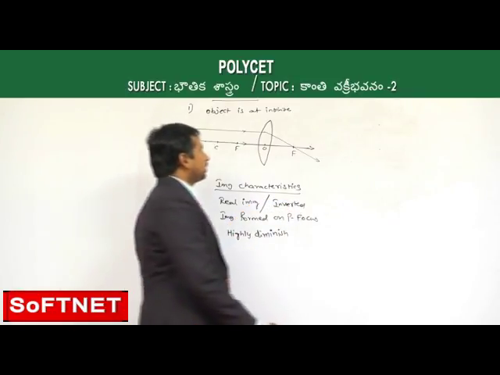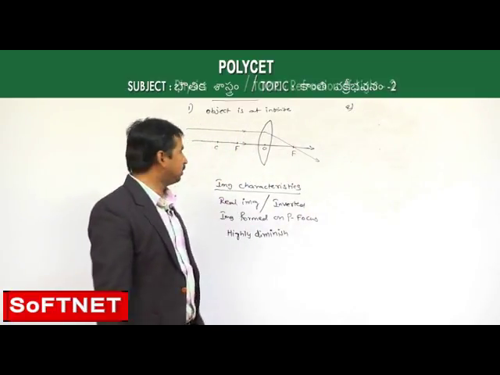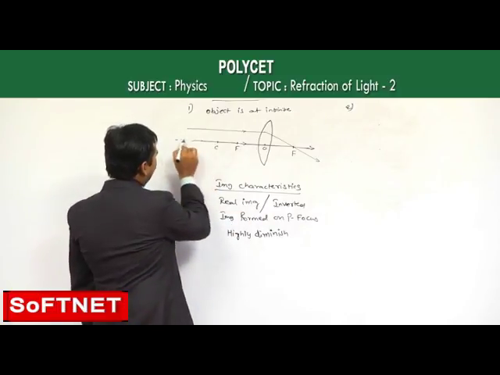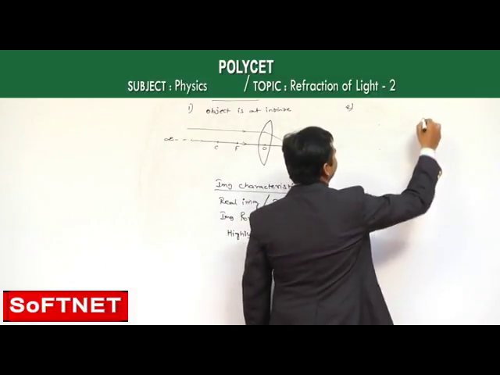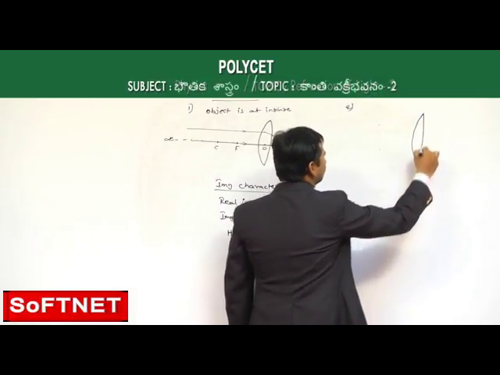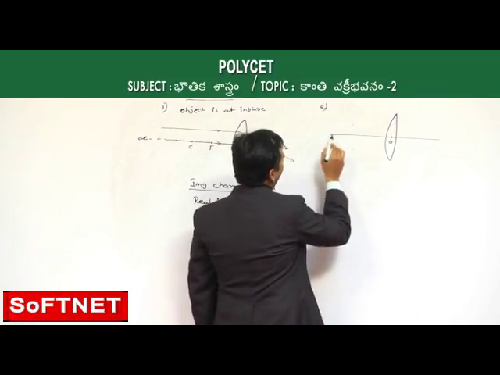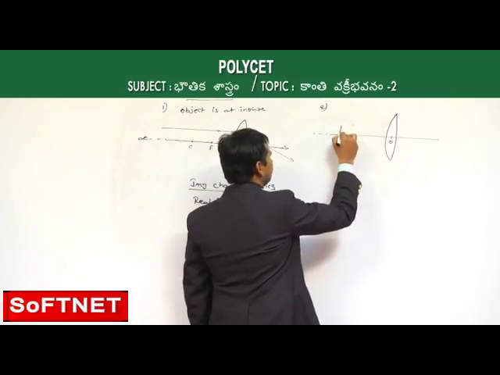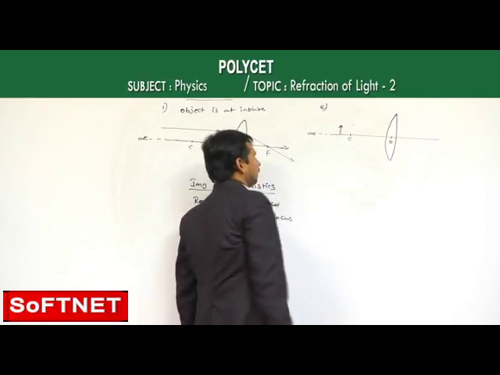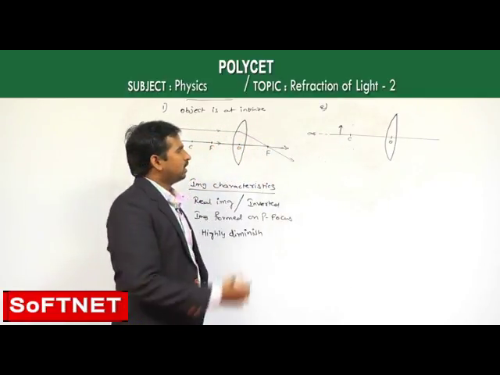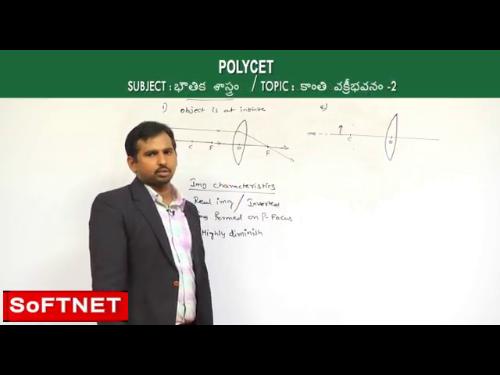Okay. Then when we come to the second case, I am bringing the object a bit closer, which means after infinite, now we are taking the object in between infinite and C. This is the convex lens, principal axis. Now we are taking the object in between infinite and center of curvature, like this. As it is not at infinite distance, we have to show the size of the object also.